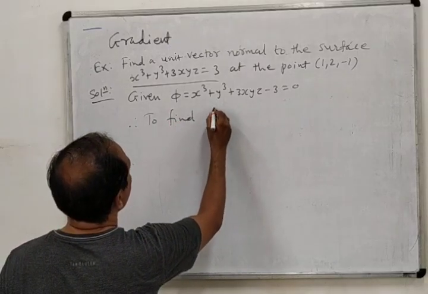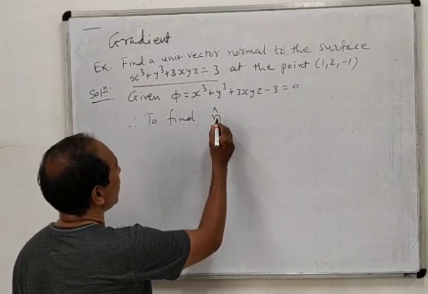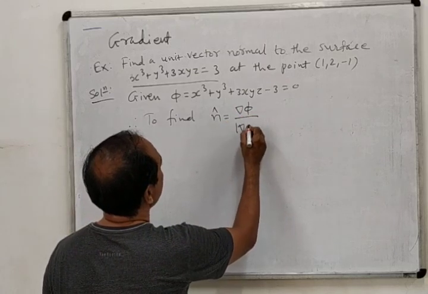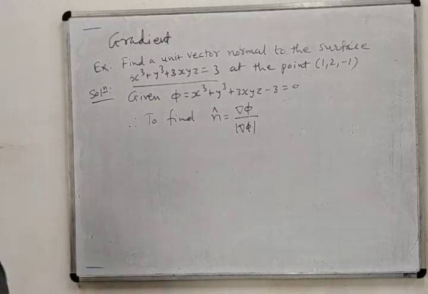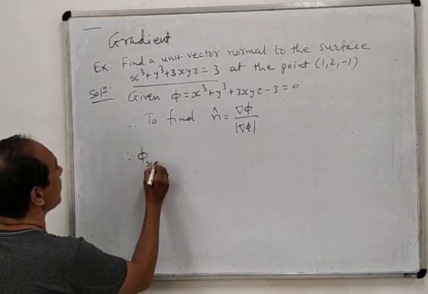the unit normal vector, which we normally denote by n cap, n for normal and cap for unit vector. So we will find this by gradient phi divided by modulus gradient phi. So here it requires us to find gradient phi. First of all we find its derivatives. Its derivatives are phi x.